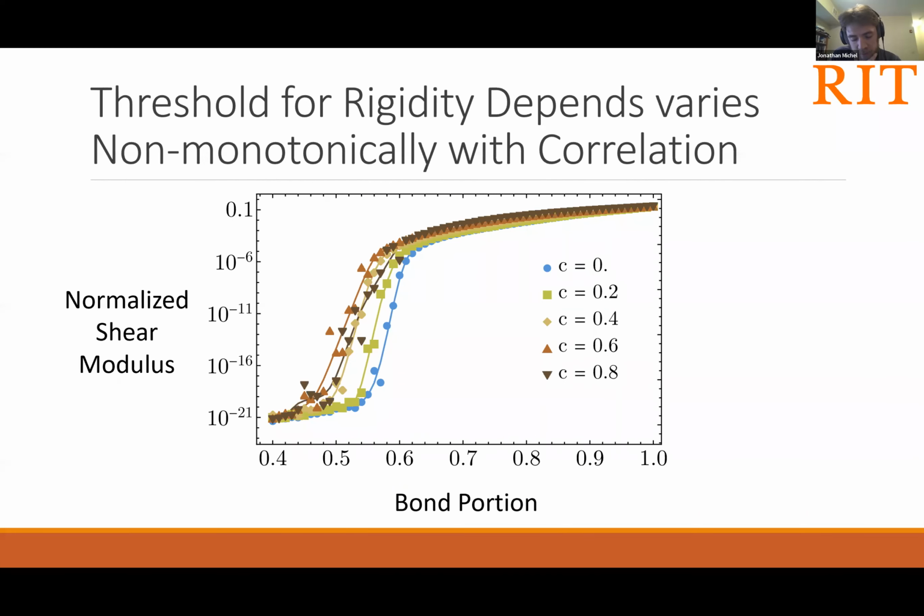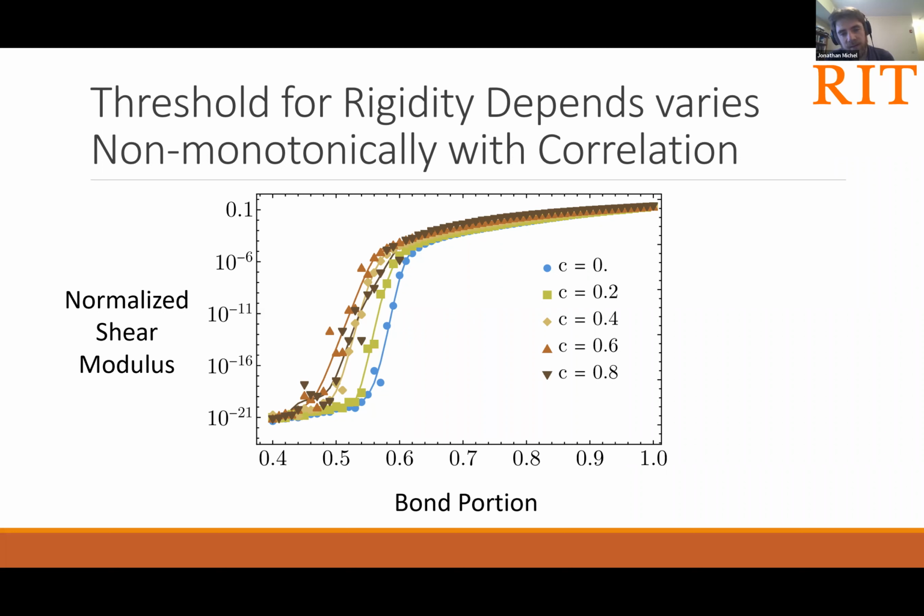Well, we use the same kind of shear mechanics simulation protocol described previously, and so if we look at the shear modulus in simulation units versus the portion of bonds retained, we see that initially, as we increase the correlation strength, the network has a non-negligible shear modulus for a progressively smaller portion of bonds retained. But interestingly, this effect appears to saturate above an optimal value of about C equals 0.6.